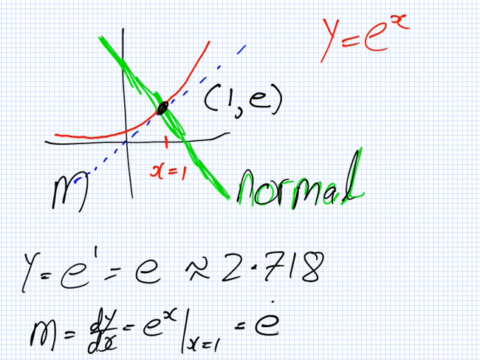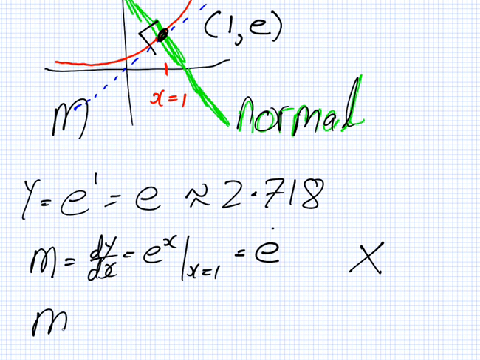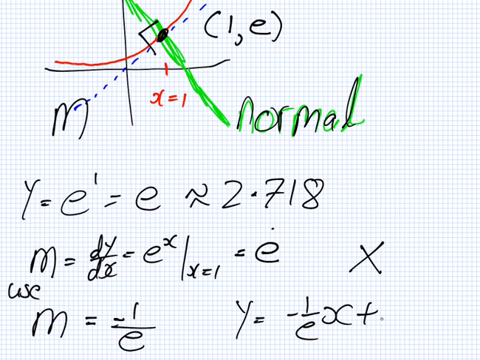Now how can I find c? Put in 1 and 1. Use my point. So I have to use 1, 1. So I get 1 equals 2 plus c. So what does c equal? Minus 1. So now I have my answer: y equals 2x minus 1.